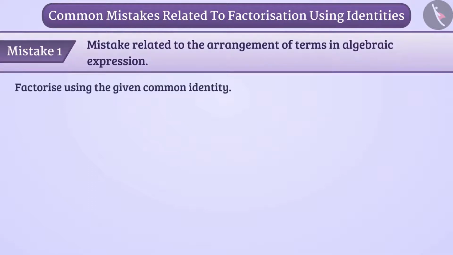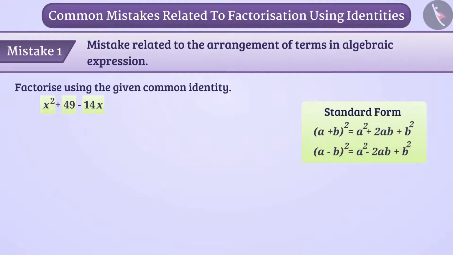If children are asked to factorize this expression by using identities, then some children get confused after seeing that the terms are not in their standard form, and so they could not factorize the expression. We need to arrange the terms in the expression in order to do the factorization.